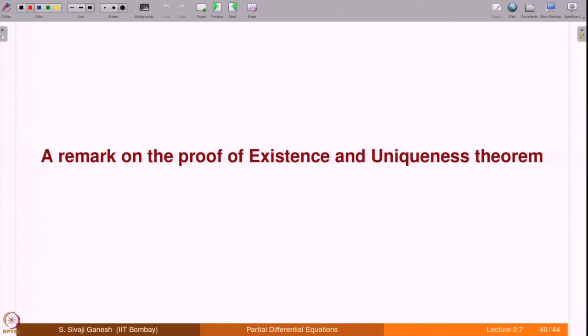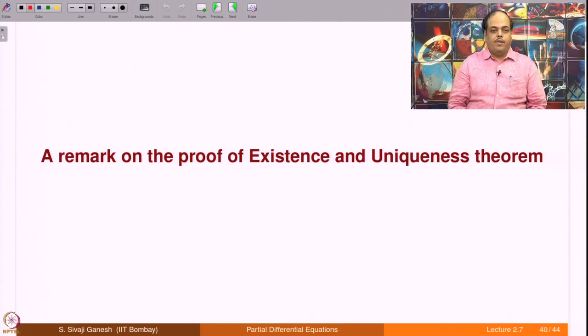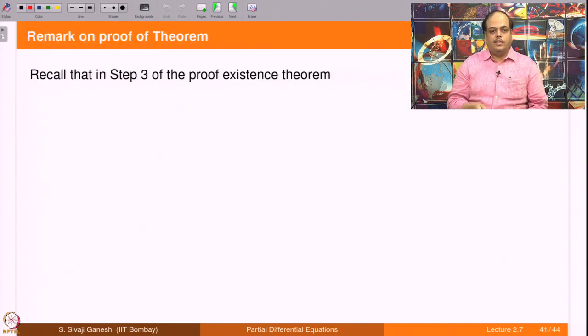This proves uniqueness. Now, quick remark on the proof of existence and uniqueness theorem. In fact, it is going to be another proof of step 3. Step 3 was very simple. We had to simply compute the derivative, substitute. We see that the candidate solution is indeed a solution. We can give a geometric proof of that.